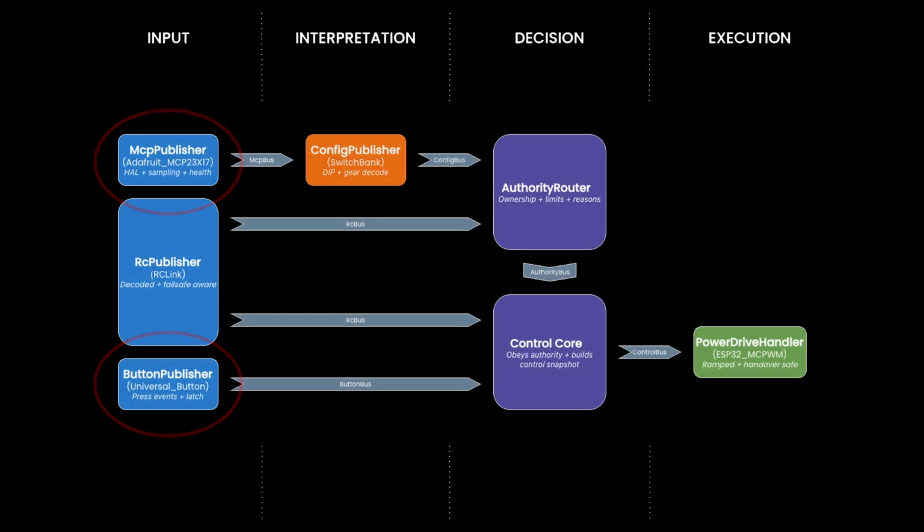Inputs report what they see, Config Publisher turns raw switches into meaningful mode and gear, RC Publisher turns RC signal into trusted intent, the Authority Router decides who owns each part of the car and what limits apply, the Control Core builds the actual command, Power Drive Handler executes that command safely with ramping, drive enable, and handover protection. So now let's go and actually build it.